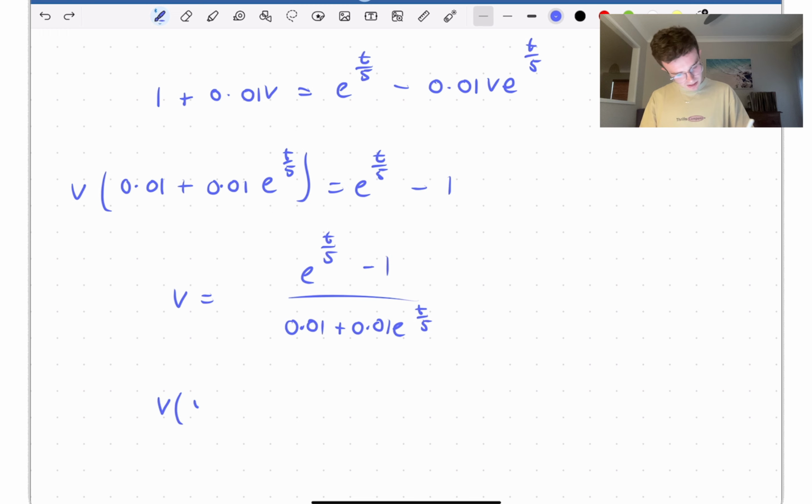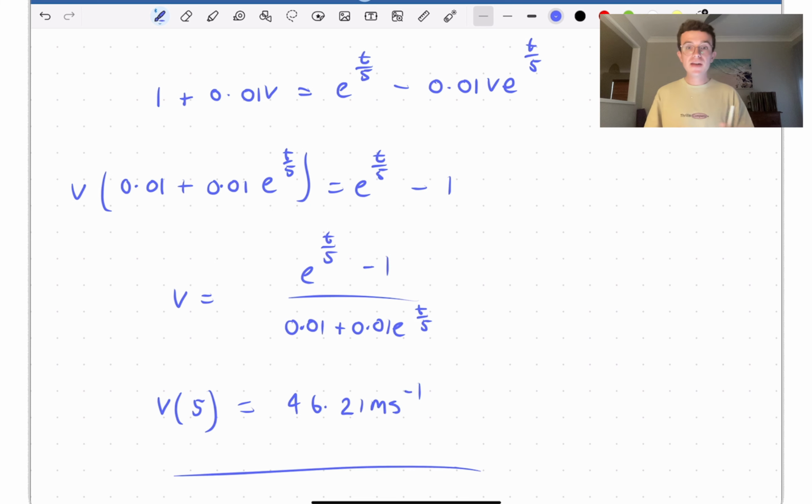And we want to know the velocity when t is 5. I'm just going to type that into my calculator. So it's going to be e to the power of, well, 5 on 5 is 1, so e to the 1 minus 1 over 0.01 plus 0.01 times e, and we get 46.21 meters per second. And that's our answer. Thank you.